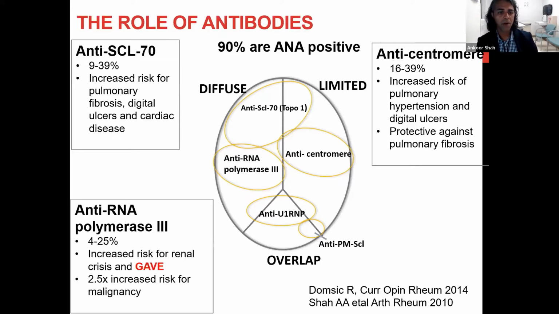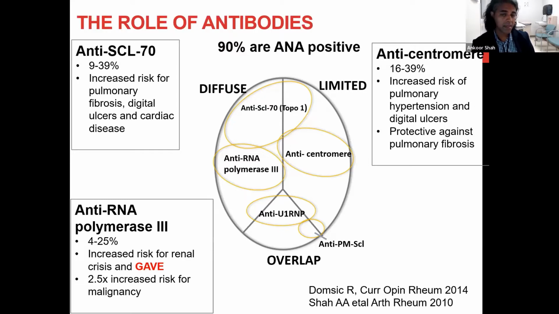In patients with RNA polymerase 3 antibodies, these patients actually have the lowest rate of pulmonary fibrosis, although an increased risk for renal crisis and gastric antral vascular ectasia, which we'll talk about shortly. Also importantly, there is a 2.5 times increased risk for malignancy. I treat my patients with RNA polymerase 3 antibodies similar to the way I treat patients with dermatomyositis, and that is I go screening for malignancy.